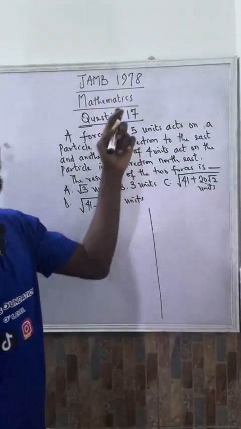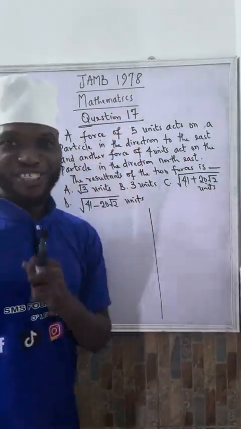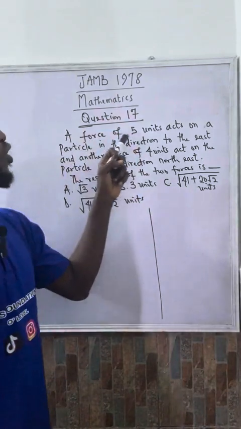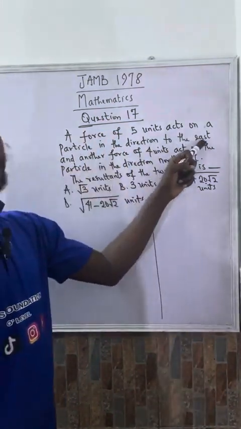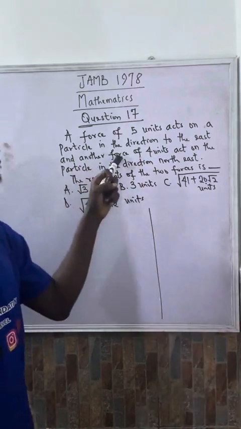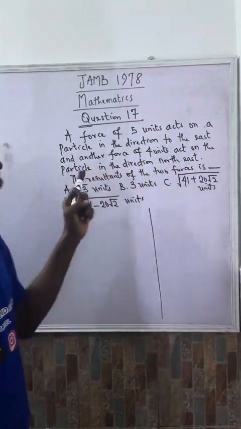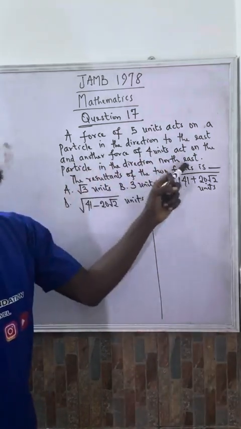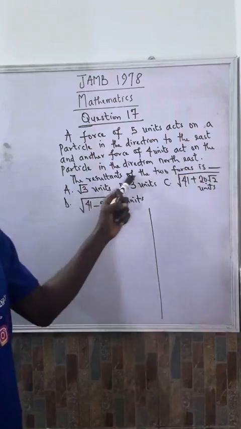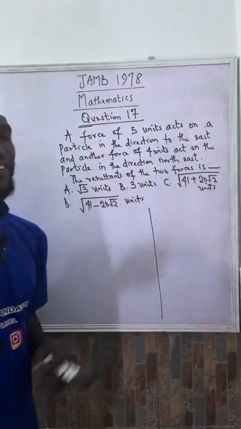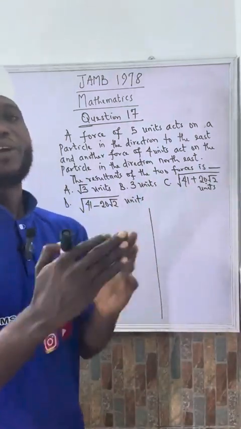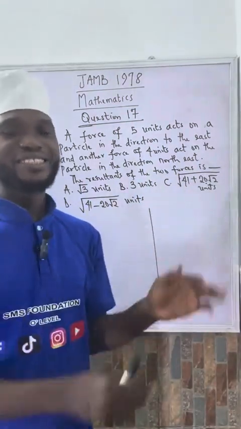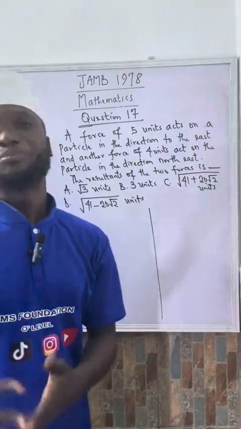JAMB 1978 Mathematics Question 17. A force of 5 units acts on a particle in the direction to the east, and another force of 4 units acts on the particle in the direction northeast. The resultant of the two forces is dash. Very good. So this is a question that looks like physics, whereas it is not entirely physics. This is a question on applied mathematics.